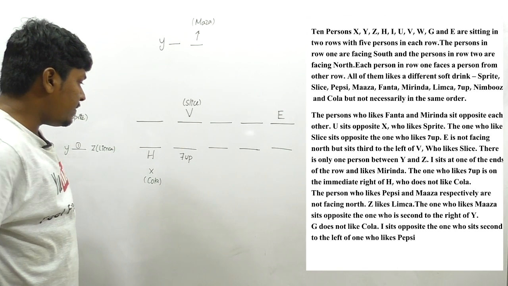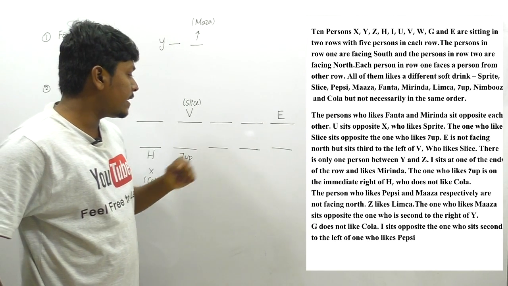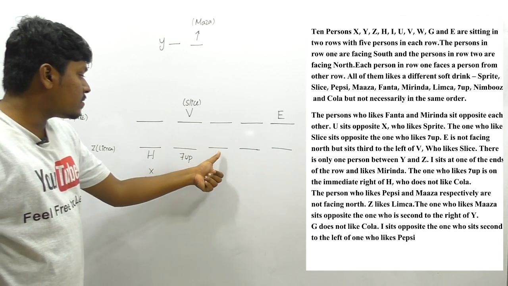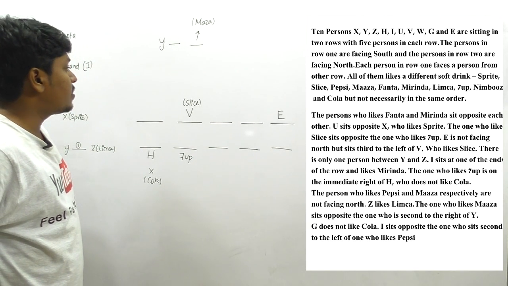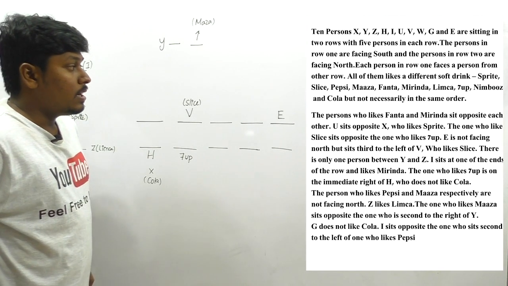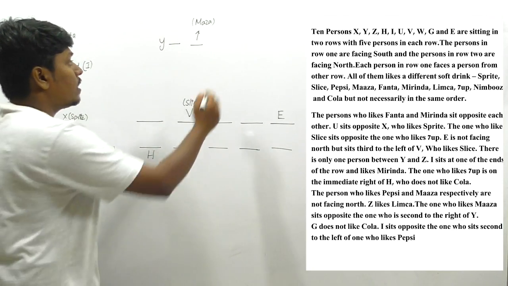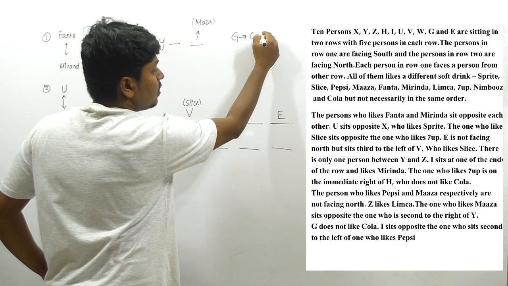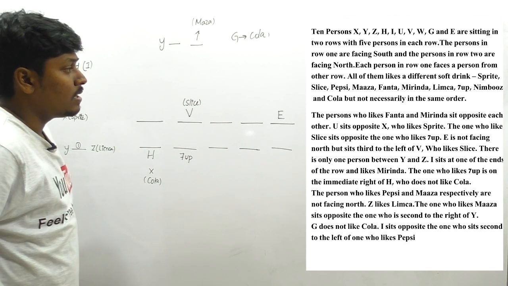Okay, let me fix Y here. If I fix Y here, 1, 2, so Maaza can come here. Similarly, if I fix Y here, 1, 2, Maaza can come here. Again, there are so many possibilities, right? Okay, let me read the next line, friends. G does not like cola, right? G is not liking Coca-Cola, that is what they have given. Okay, let me read the last line, whether any clue is given.